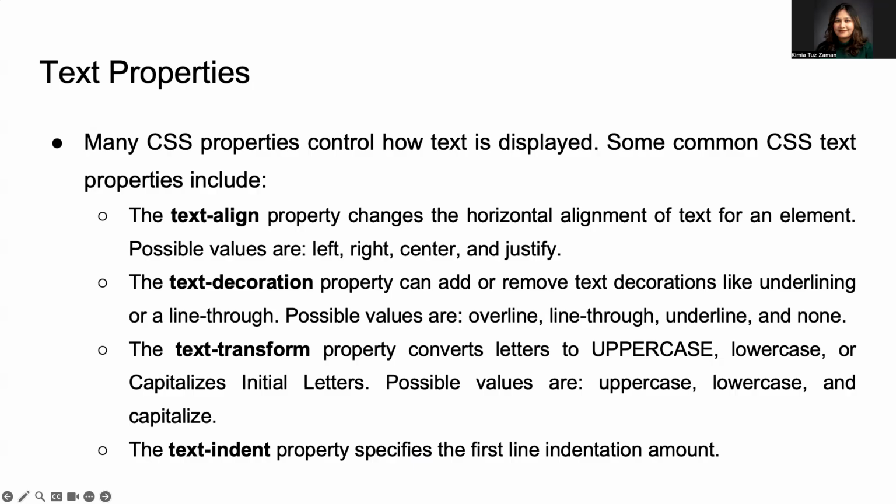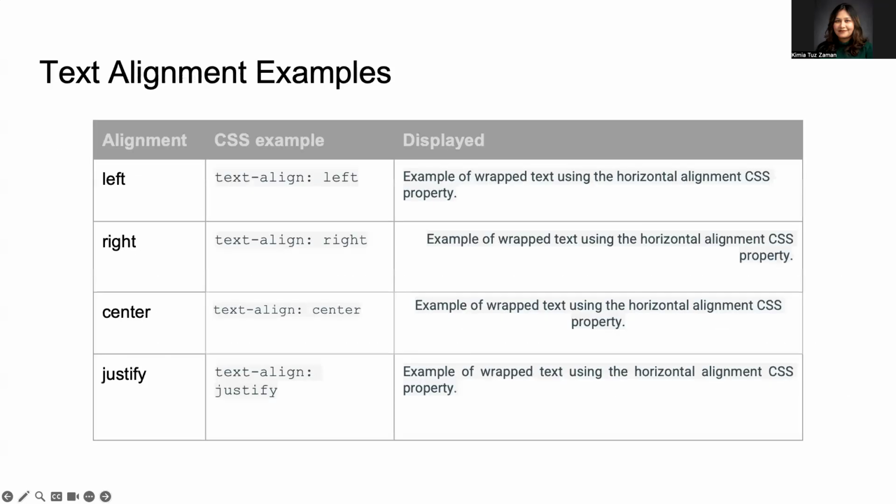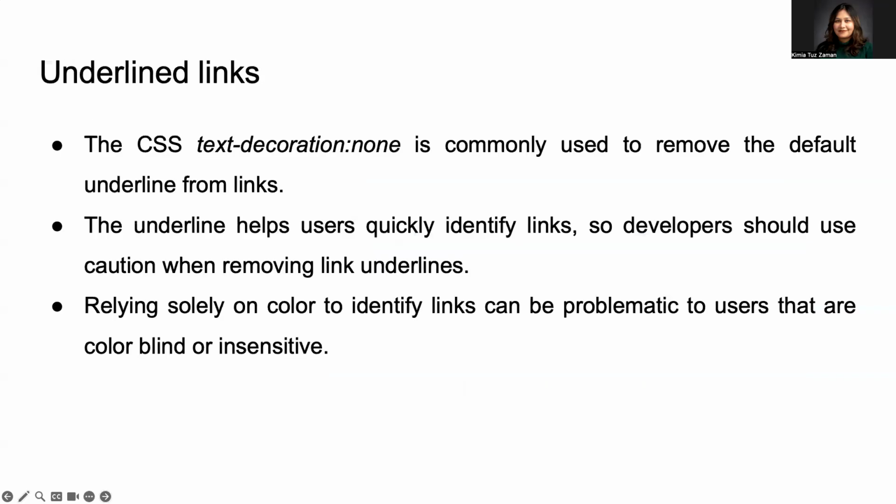And finally, there is text-indent. This one controls how much the first line of a paragraph is indented. It's often used in articles, essays, or formal documents to give a clean and structured look. So, using text-align, text can be aligned left, right, center, and justify. Each option changes how the content is positioned horizontally inside its container.